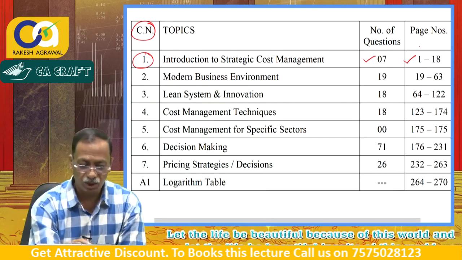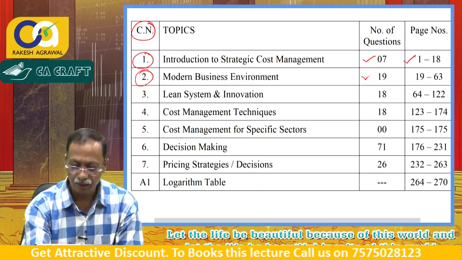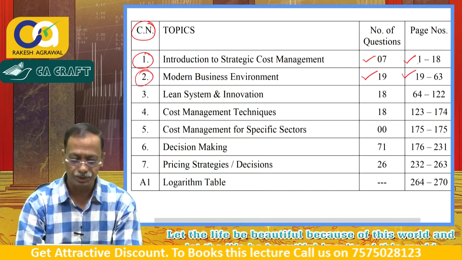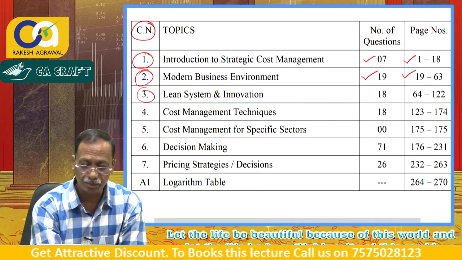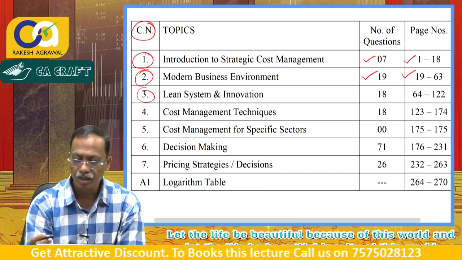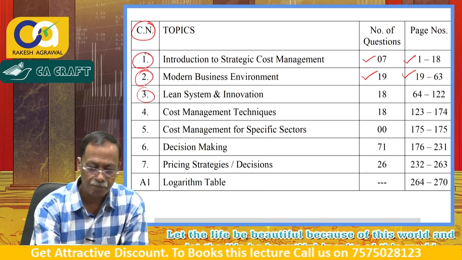Introduction to Strategic Cost Management. Chapter number 2, Modern Business Environment, consisting of 19 questions, and this chapter is spread from page 19 to 63. Similarly, you will find this is your syllabus, my dear friends. Chapter number 3 is Lean System and Innovations. Now, the right hand side columns I won't read because they contain the number of questions and page numbers.